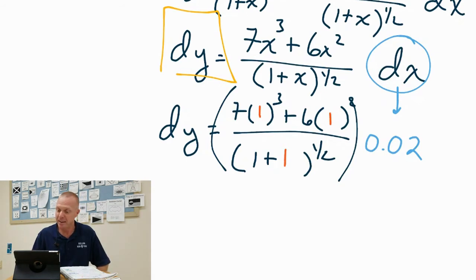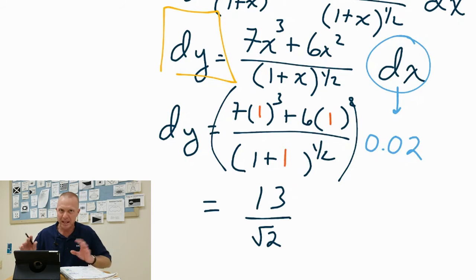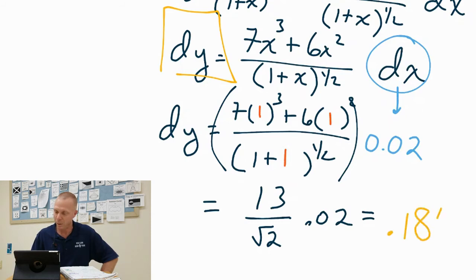If you look at the denominator, we basically get 1 plus 1, which is 2. But that is to the 1/2 power. So we can kind of reinterpret that as the square root of 2. And that's still going to get multiplied by 0.02. And when you multiply that all out, you get 0.184. Now, what is 0.184? Well, simply put, it's the estimated change in y.